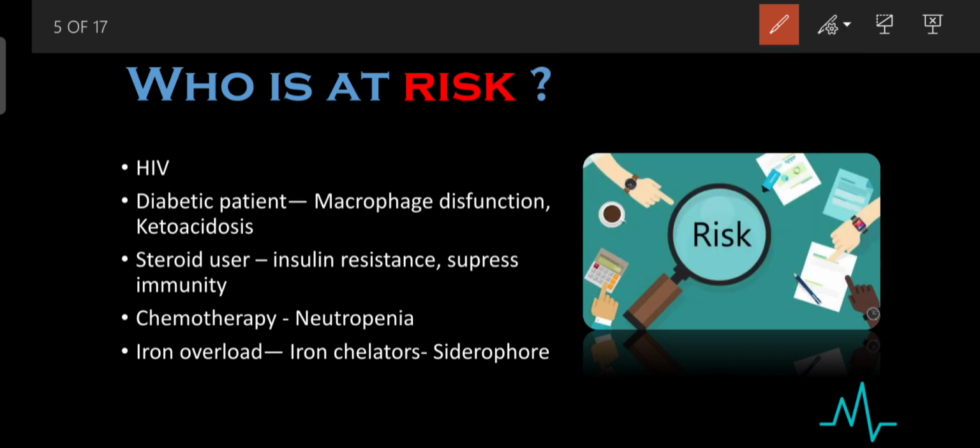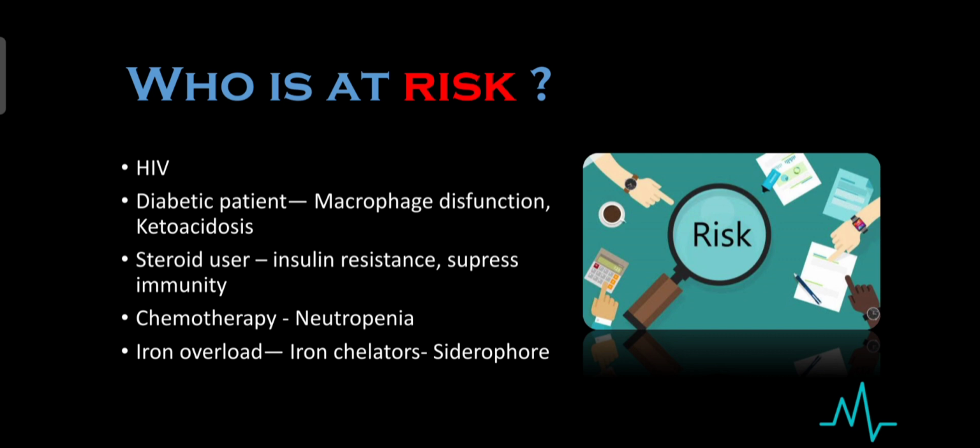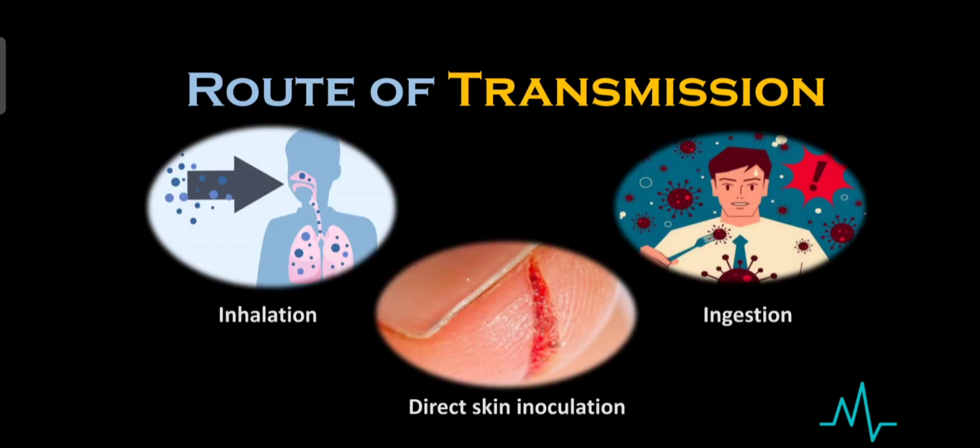But this particular pathology, that is mucormycosis, is only seen in patients who are immunocompromised, as we have learned from this slide. So moving forward, let's see what the routes of transmission are. Here we have three routes of transmission of this particular pathogen, that is Rhizopus.